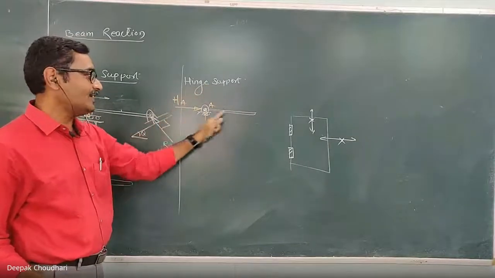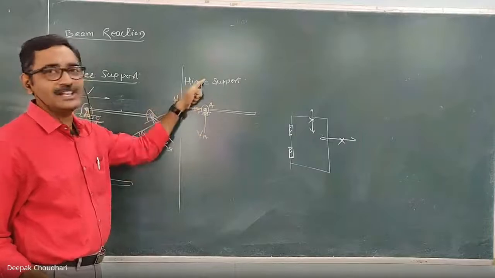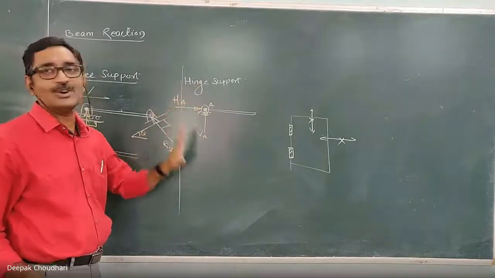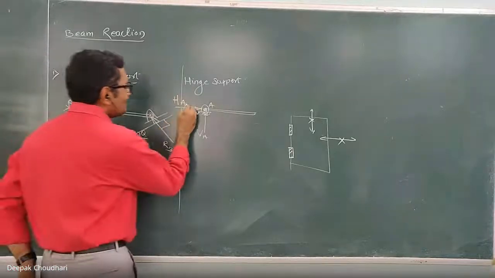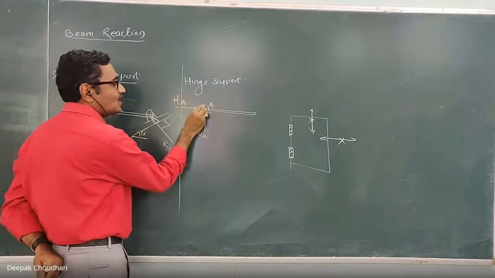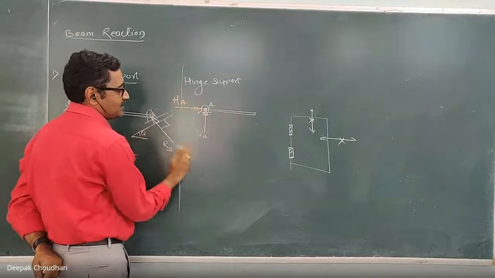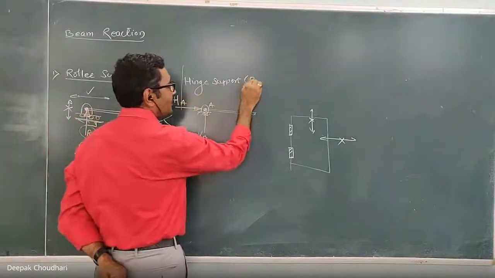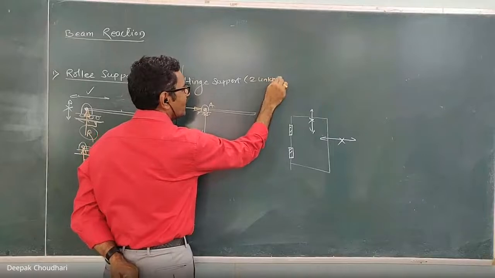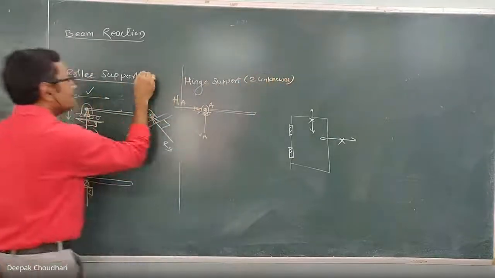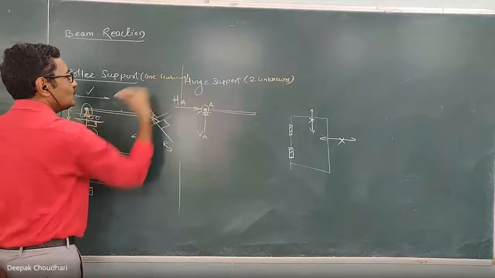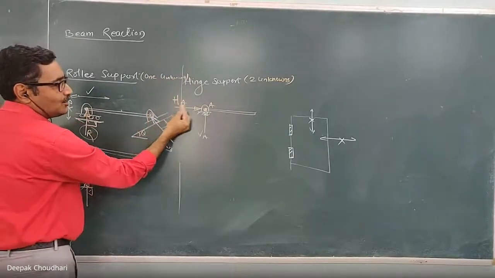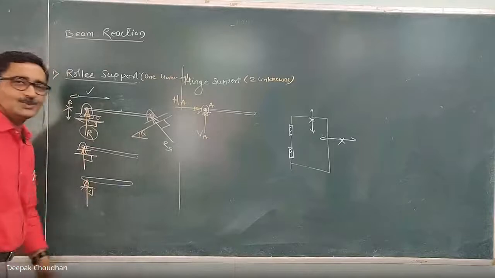Now, whether it is horizontally towards right or left, whether it is vertically upward or downward, that direction you have to initially assume. Okay, clear? So this HA and VA are the two components of the reactive force at point A. So at the hinge support, how many unknowns are there? There are two unknowns. At the roller support, there is only one unknown. Which are the two unknowns at the hinge support? The magnitudes of HA and VA. These are the two unknowns.